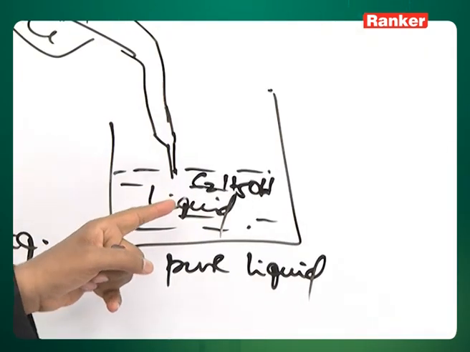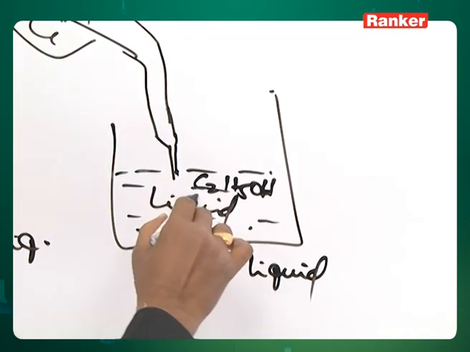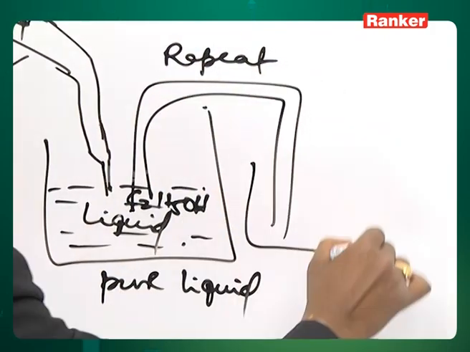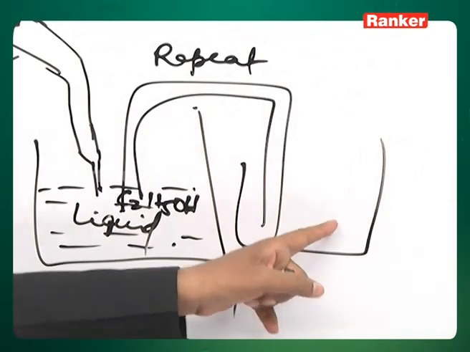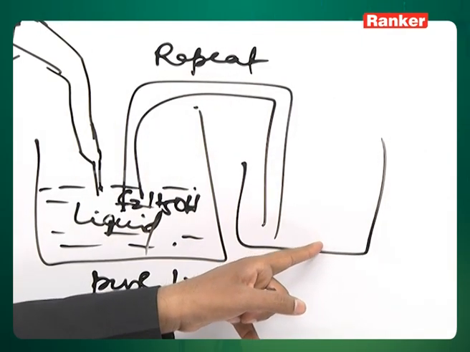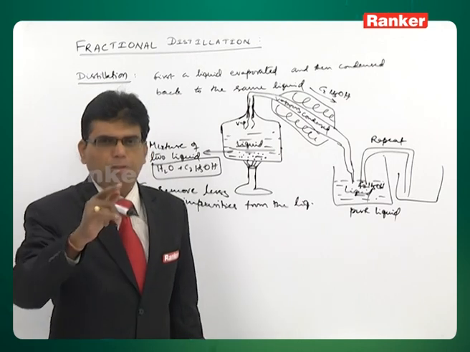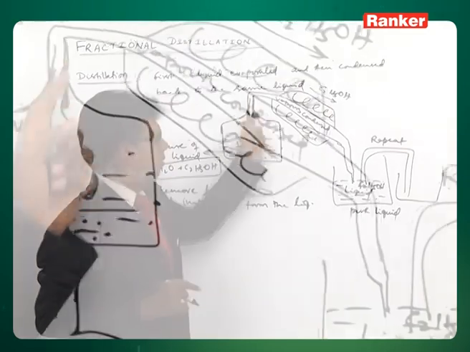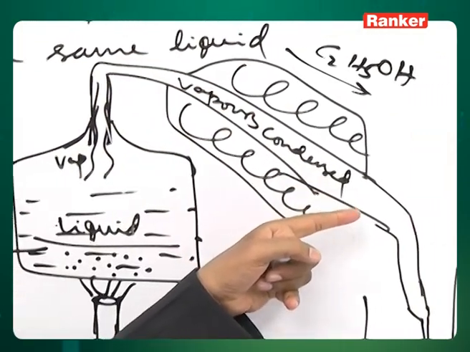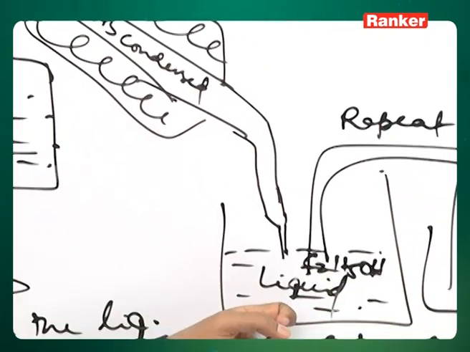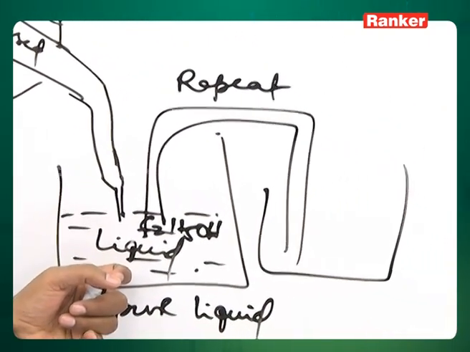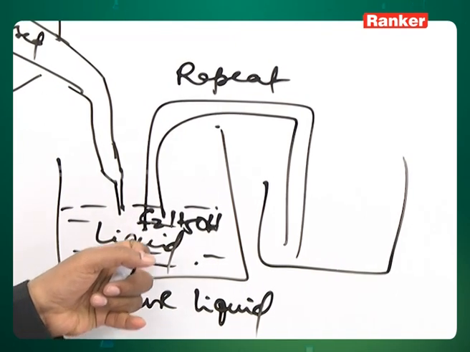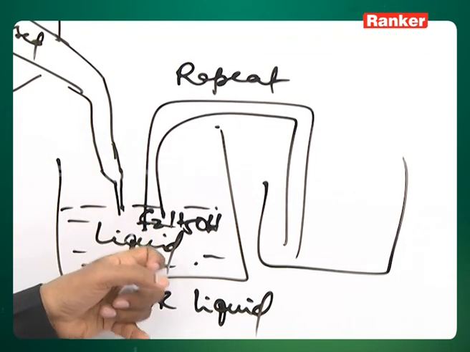Now, if you repeat the same process again on this liquid and collect another liquid over here, then the third liquid is enriched more in ethyl alcohol. What I mean to say is, suppose you start here with 10% ethyl alcohol and subject it to fractional distillation, then the liquid that you collect over here is again definitely a mixture of ethyl alcohol and water, but here the ethyl alcohol fraction is more.